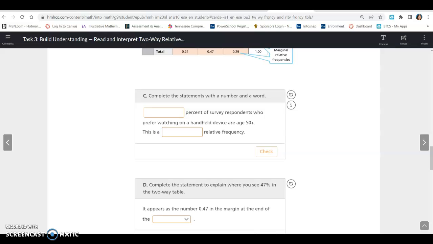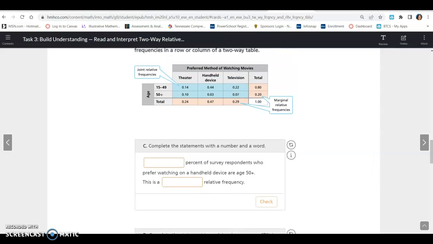Complete the statements with a number or a word. Blank percent of survey respondents who prefer watching on a handheld device are age 50 plus. This is a blank relative frequency. What percent surveyed prefer watching on a handheld device and are 50 plus? Here's handheld device. 50 plus is 0.03, so that represents 3%. Remember, for a percent, you move the decimal 2 places. Since it's in the middle here, this is called a joint relative frequency.